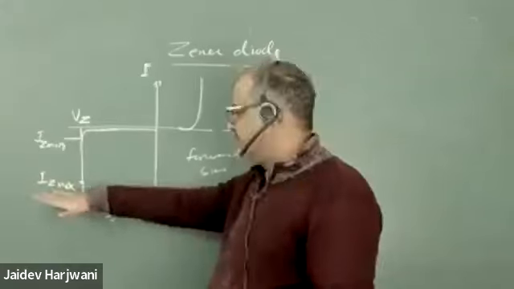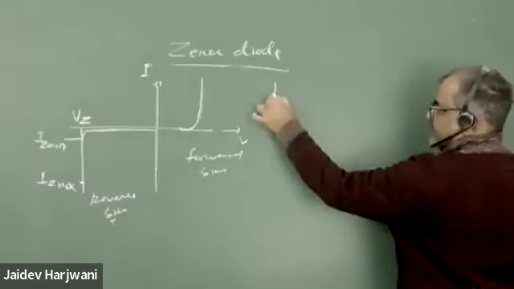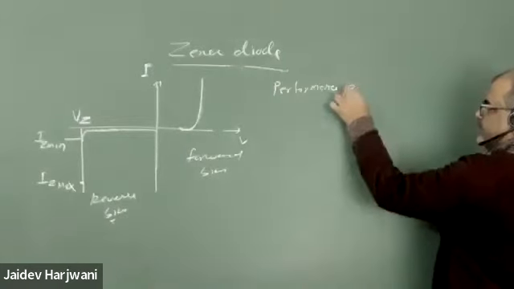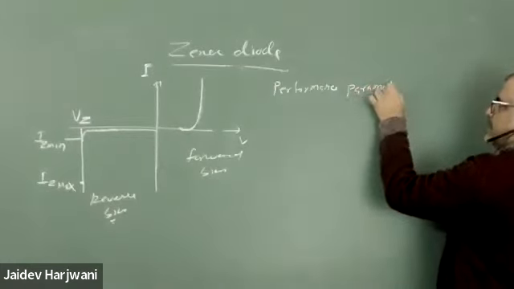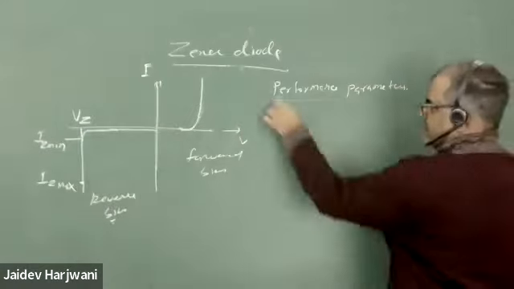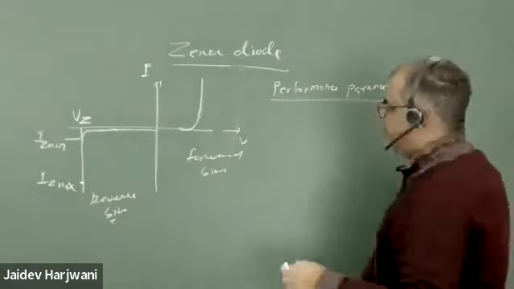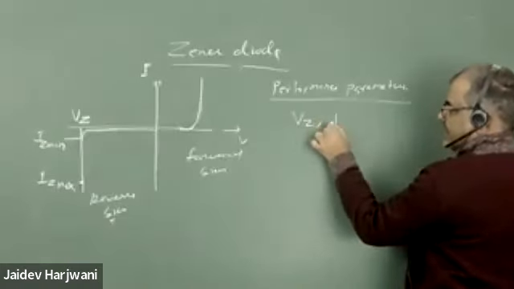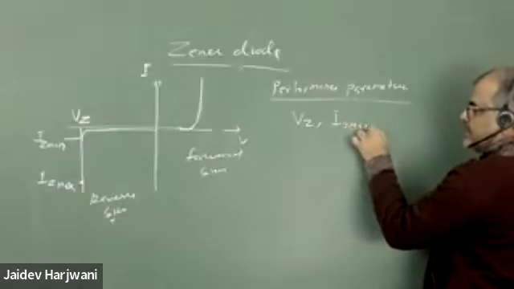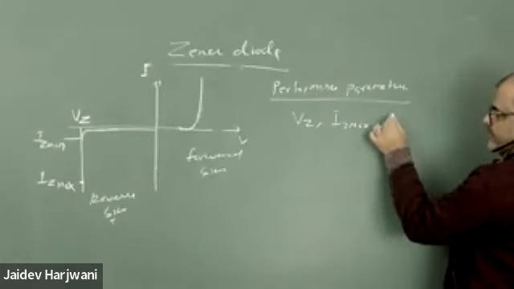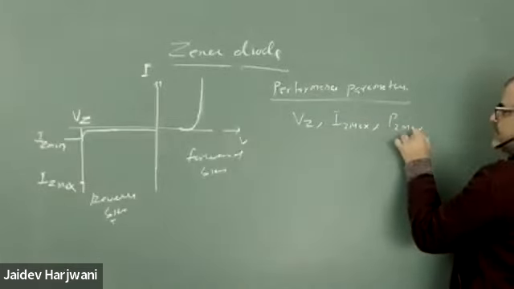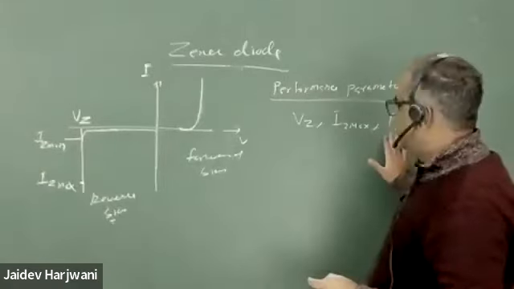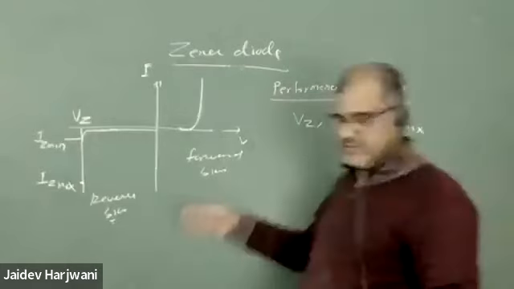The Zener diode comes with the performance parameter called VZ. Every Zener diode comes with a data sheet, where the VZ value will be given, then the IZ max value, and then the PZ max value. So you cannot allow current more than IZ max through the diode.